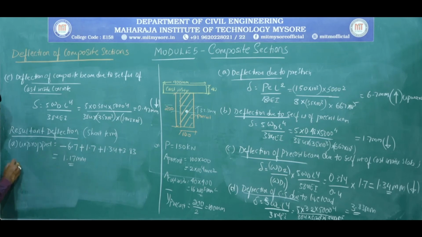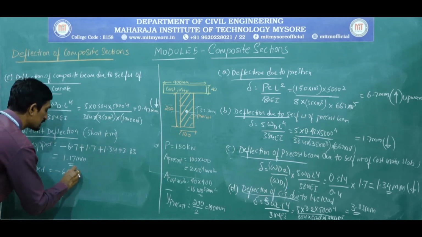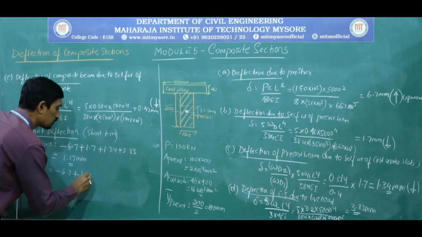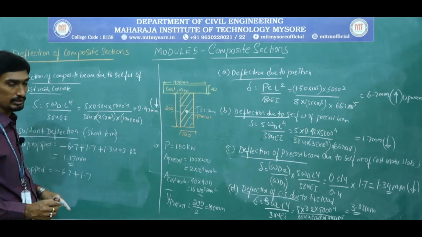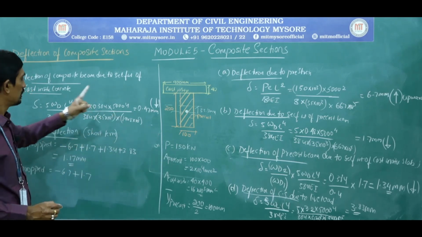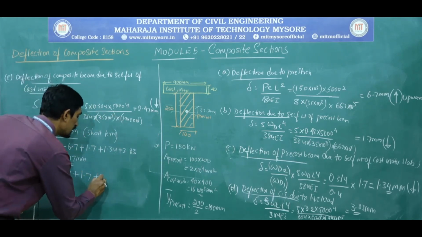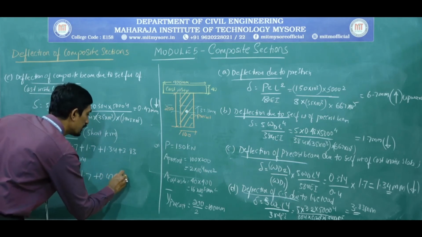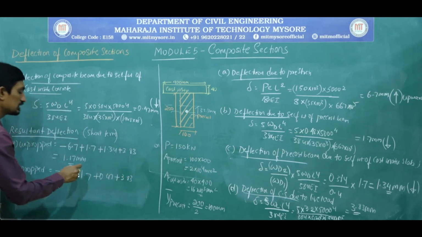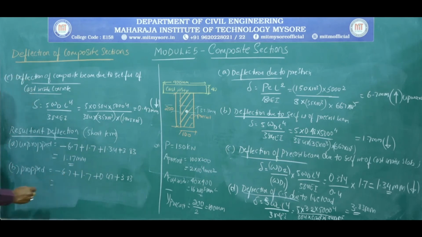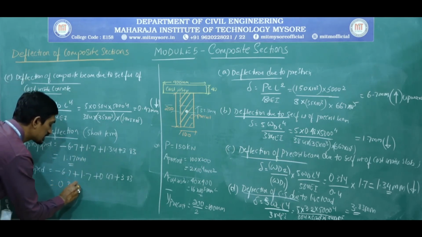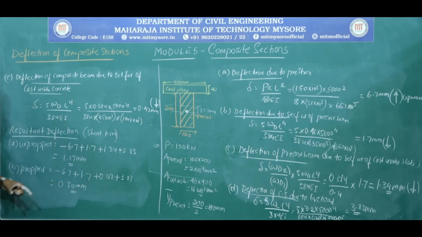The same thing for the propped case: minus 6.7 plus 1.7, no change. Instead of that, I will go to this, plus 0.47 plus 3.83. So this is the only change. So the answer will be 0.3. You just compare this.